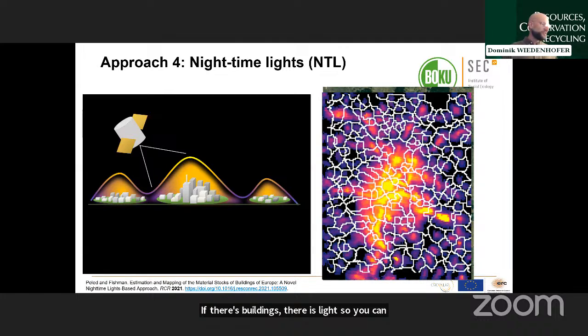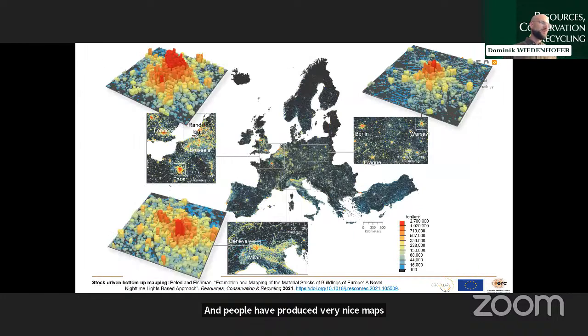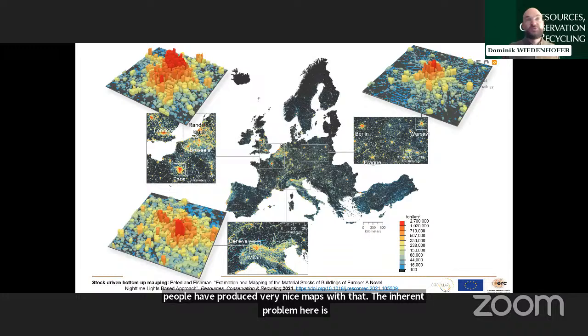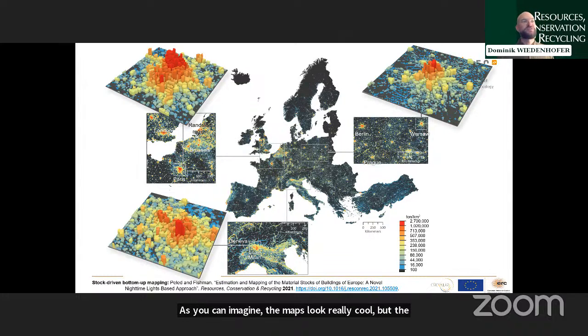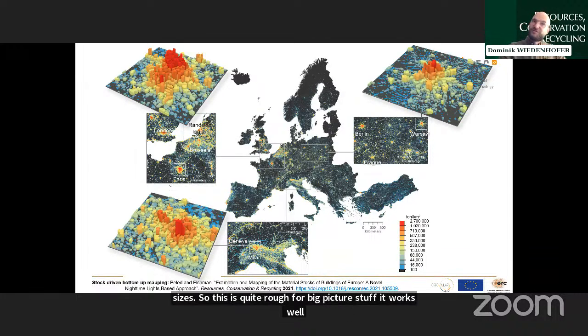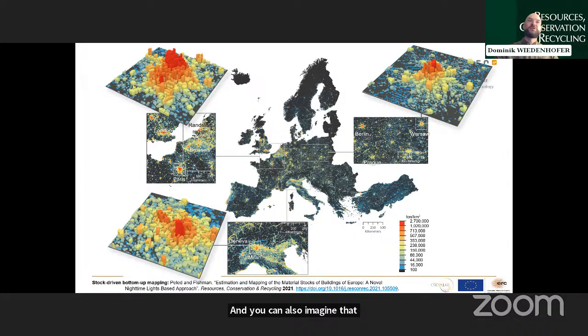And people have produced very nice maps with that. The inherent problem here is, as you can imagine, the maps look really cool, but the spatial resolution is quite limited. Nighttime lights give you data on basically 1 kilometer grid sizes. So this is quite rough. For big picture stuff, it works well. And you can also imagine that buildings with a lot of light might be visible very well, but what about all the roads on the countryside, for example? What if cities change their lighting systems to LED to save energy? Then suddenly the whole nighttime light picture looks different. And smart people are working to address those, but we were not really satisfied.